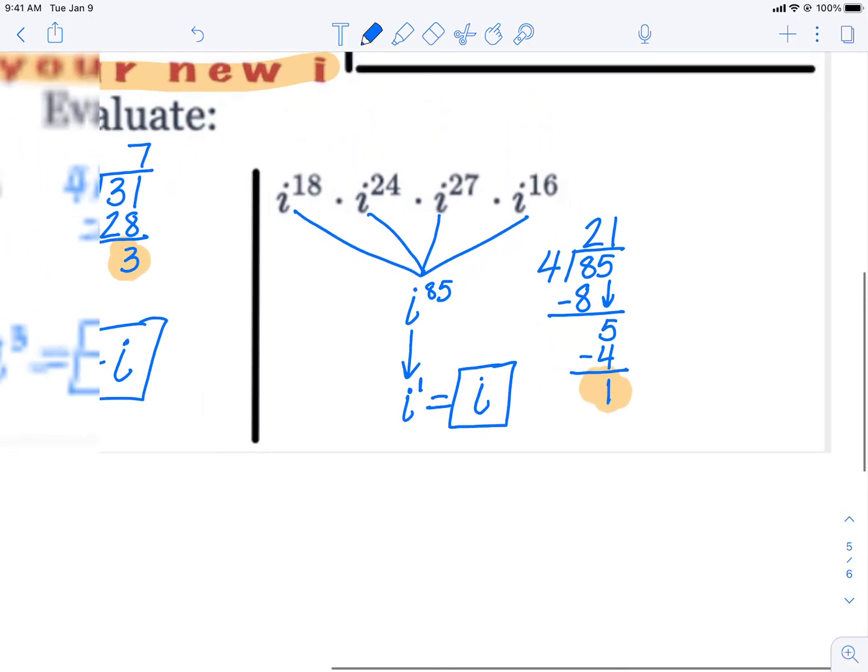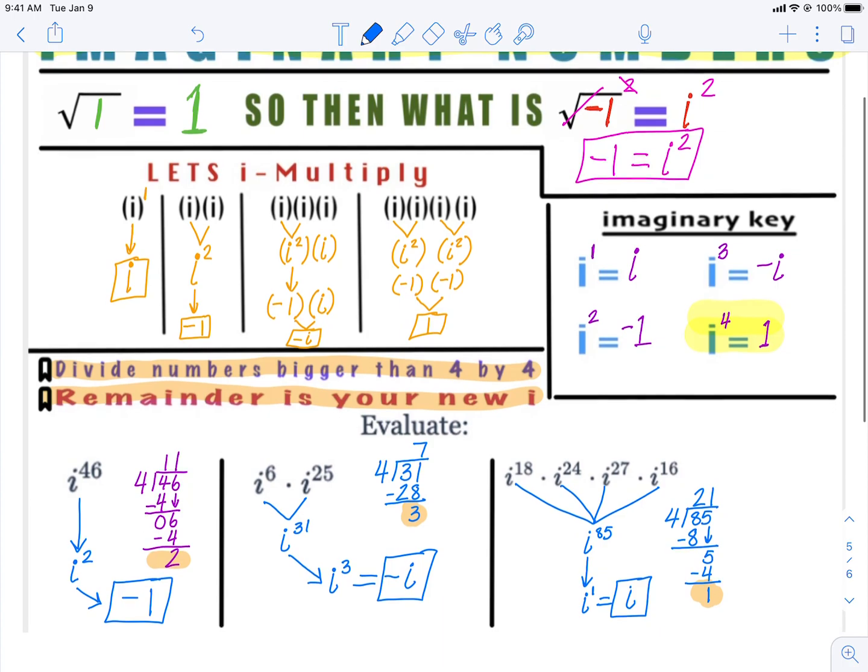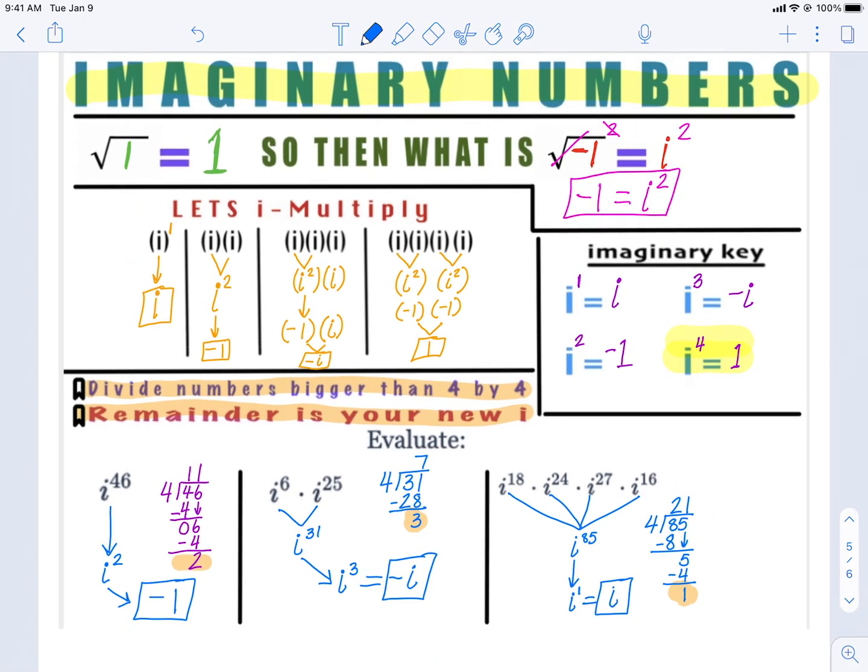So I know this is different, and I know this is more complicated than you've done before, but with practice, right, you will be able to do these in no time.